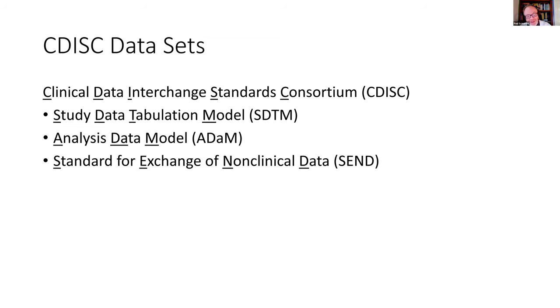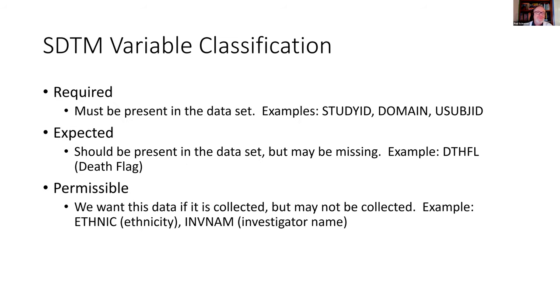See if I included any of the other technical aspects. SDTM has some different types of variables listed. There are the required things like the study ID, domain, and subject ID. Then there are those that are expected: they should be present, but they could be missing. For example, a death flag should be present, but if no one dies in the study, there would be no point in including a death flag. And then there are things that go by the term permissible. We want the data if it's collected, but it may not be. Some of this would be things like ethnicity, investigator name, and so forth.